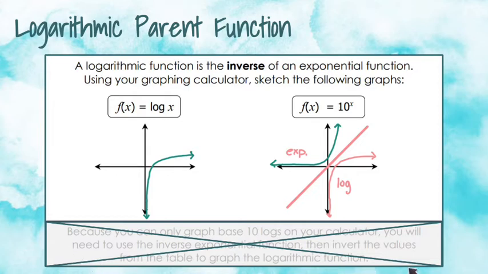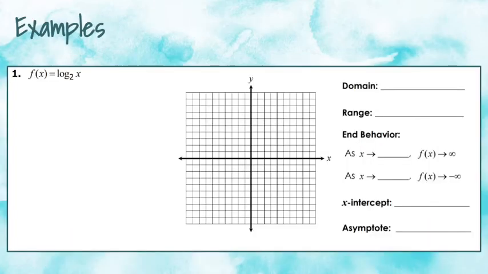This stuff down here says that because we can only graph base 10 logs, we'll have to use the inverse function. We're going to do one problem that way, but we're not going to use that for all of our work. So for example, this problem, f of x equals log base 2 of x. The exponential inverse of this function is f of x equals 2 to the x power. And those values would look like this.